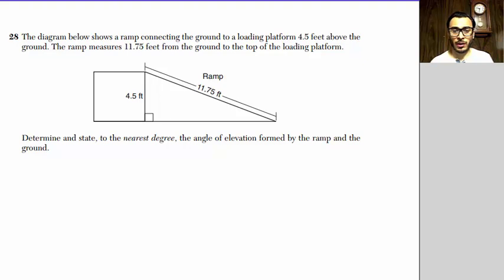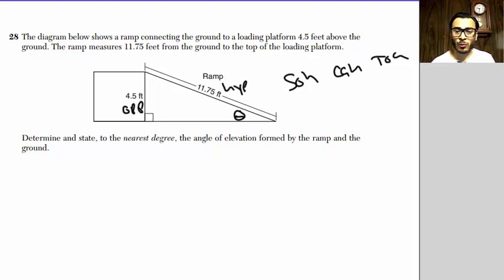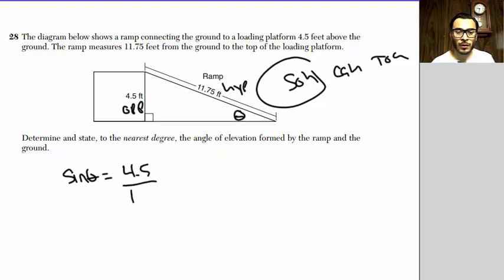Number 28, what do they want? The angle of elevation, they want theta. Remember SOHCAHTOA, right? This is a trig problem. 4.5 is opposite. The ramp is the hypotenuse. Which formula uses the opposite and the hypotenuse? That would be sine. So write it: the sine of theta equals the opposite over the hypotenuse.